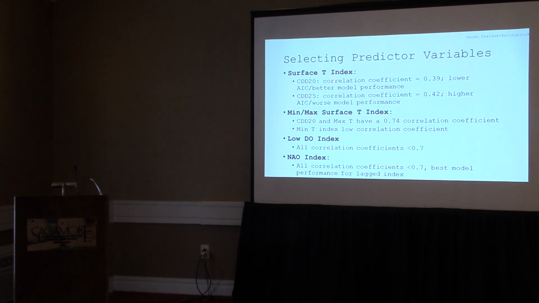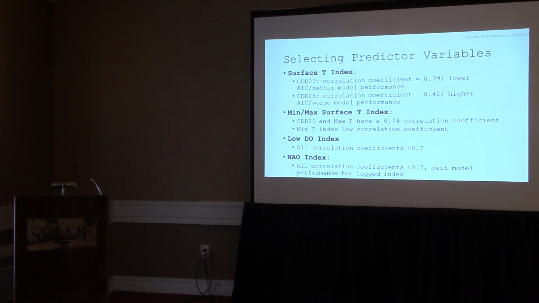So all of the surface temperature indices were very highly correlated, which also kind of justifies my arbitrary 5 degrees Celsius choices instead of trying to find something more biological. And these two, 20 and 25 degrees Celsius, unsurprisingly had the highest correlation coefficient with length.